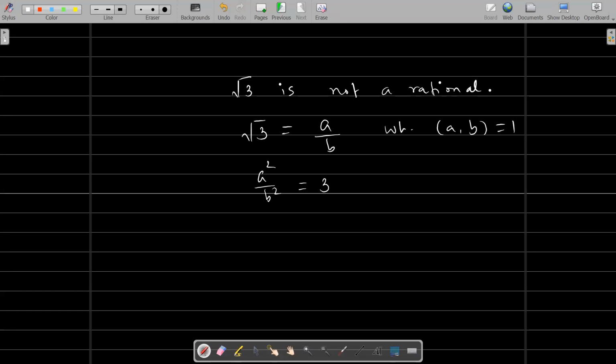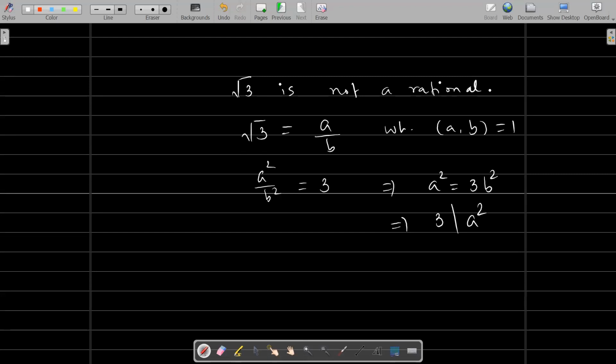So a square is equal to 3b square. Yes. And 3 is prime, so we can say that 3 divides a square. Good. So 3 divides a square. 3 times something is a square, right? So this implies 3 divides a square. Yes, sir. And 3 is prime, so it has to divide a.